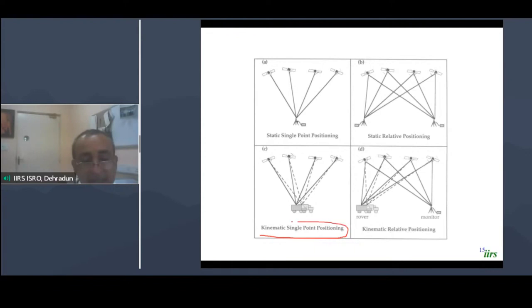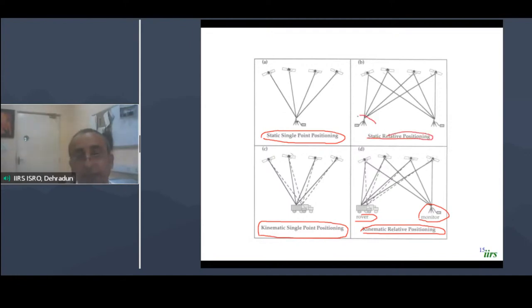Overall, you can have kinematic single point positioning. This is the least accurate data. More accurate data is static single point positioning. Then you have kinematic relative positioning, where the rover is moving and the base is always static. Here is static relative positioning, where the rover is static and the base is also static.